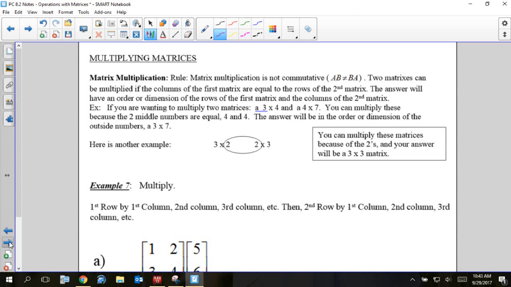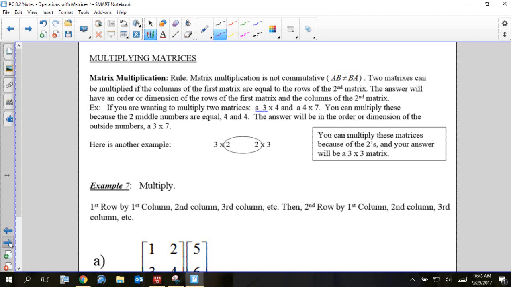You know that rule? Did you know that rule? Is that new? 2 times 5 or 5 times 2, we get the same answer. But if you take your matrices and you switch their order, you're not going to get the same answer. So you've got to make sure the order stays the same as whatever is on the paper.